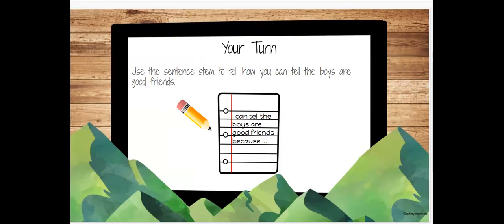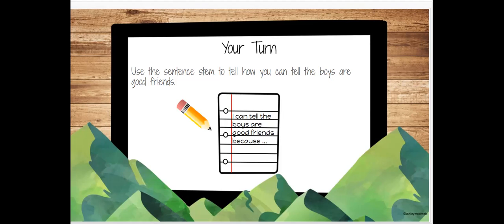So I'm gonna ask the question again. Thinking chins. How can you tell the boys are good friends? When you have your answer of how you can tell the boys are good friends, put your hands on your head. But wait, I already see some hands on the head. If your hands are on your head, you can tell the boys are good friends using the text evidence. So I should hear, I can tell the boys are good friends because in the story I saw, or in the story I heard.